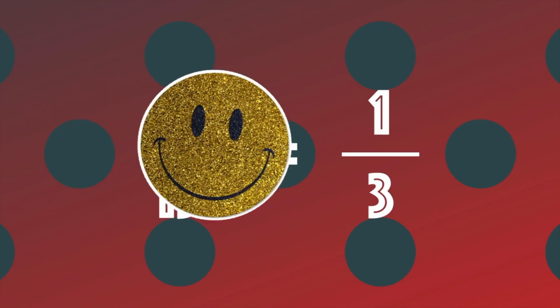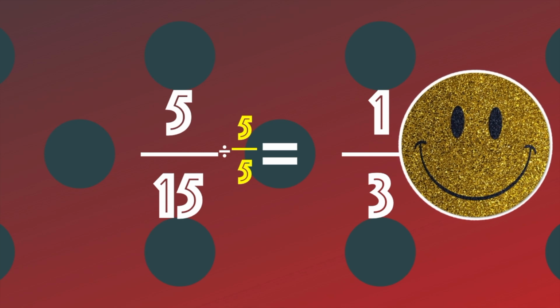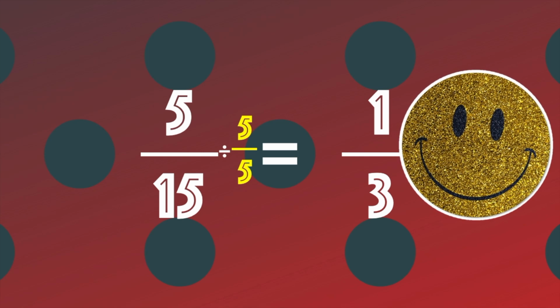How about 5/15? What number would you use to simplify this one? 5 over 5? You got it. 5 divided by 5 is 1. 15 divided by 5 is 3. 5/15 and 1/3 are equivalent fractions, but 1/3 is simpler.